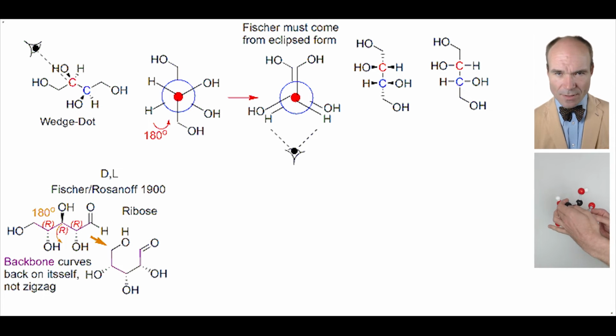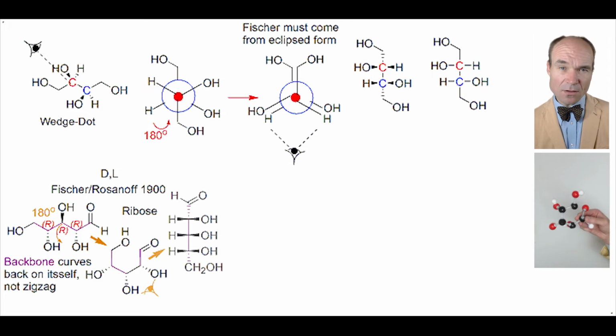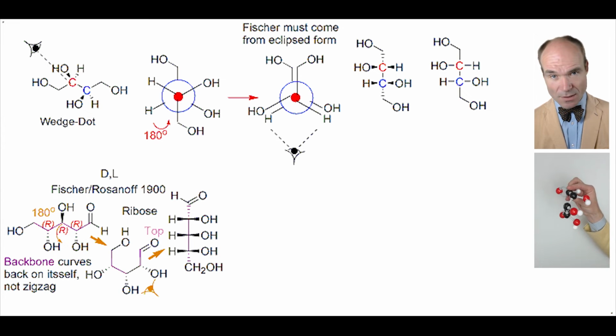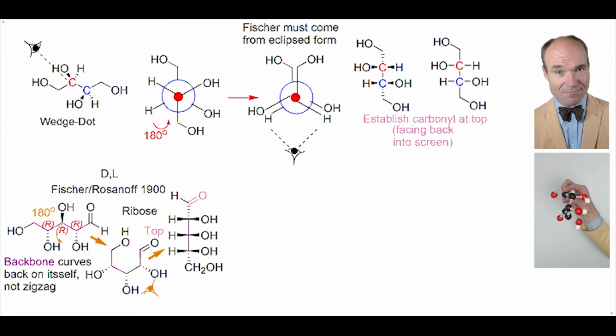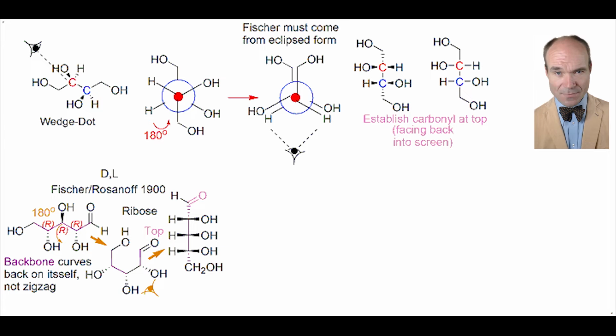The backbone of carbons curves back on itself and no longer forms a zigzag. Now we look down what we're calling the top of the molecule from the highest priority carbon, carbonyl. Here, an aldehyde carbon. The second carbon's hydroxyl is to the right from the eye's view, and all the other stereogenic centers' carbons' hydroxyls are on the same side. Thus, in the Fischer projection depiction, the hydroxyls are all on the right.